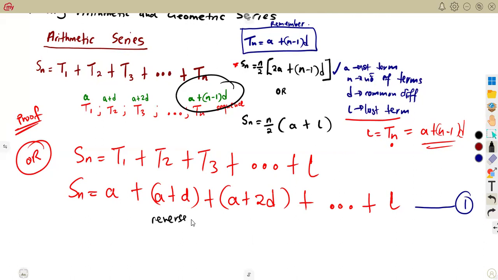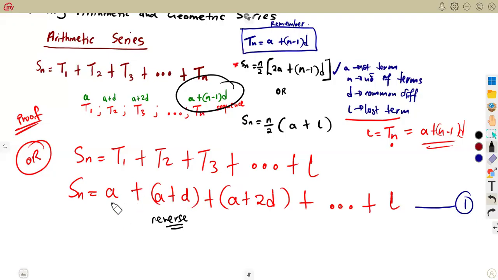Remember, we have to reverse our equation. If we reverse this equation, it means we are starting with the last term. Let's say the last term is 20. How are we going to find the term that is before that last term? What was the term before? It means that was 20 minus 1, then 19, minus 1, which is 18, and so on. You're just subtracting 1.